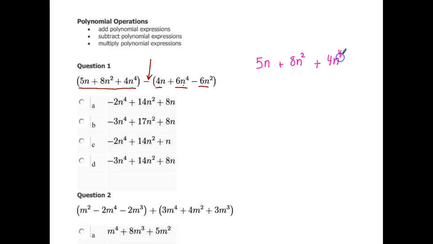Now, the next polynomial, make sure you put the terms where they belong. So the 4n needs to be under the 5n. Same powers. 6n to the 4th belongs here, under the 4n to the 4th. The 6n squared, that also has the negative sign, belongs here.